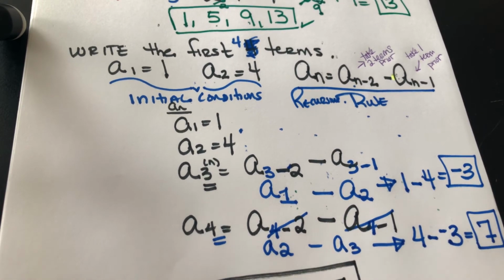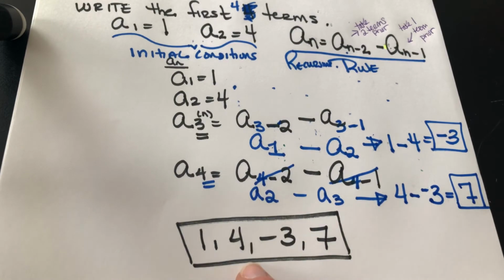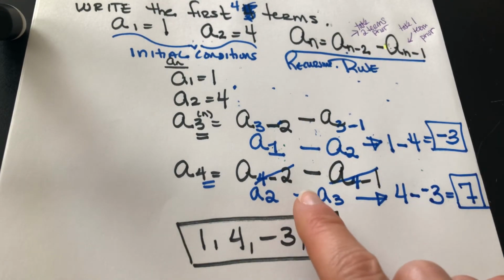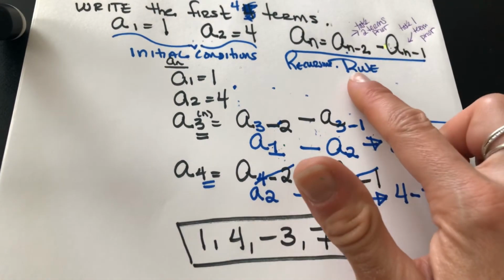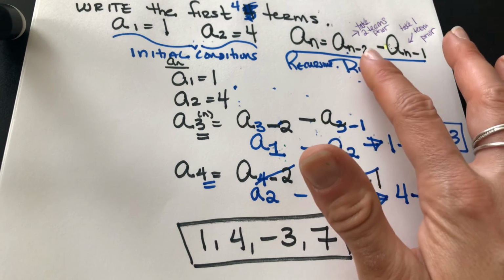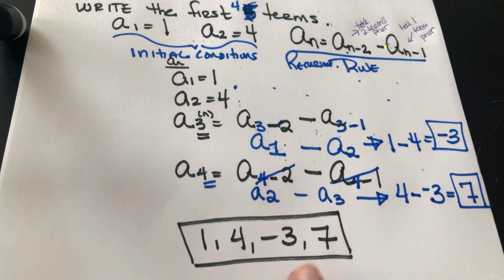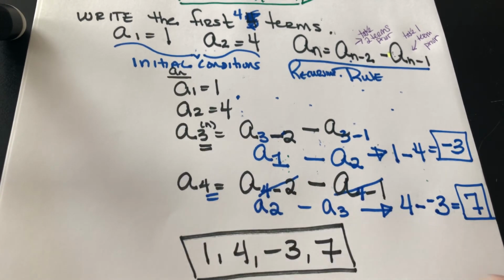Granted, if I asked you for the fifth term, you'd be taking the negative 3, and then you'd be minusing 4. So it's important to follow the formula or the rule: 2 terms before minus the first term before. Again, if I asked you for a of 7's term, there's no way you can figure it out unless you knew a of 6 and a of 5. So that's where the recursive takes into play. You have to know the term prior.